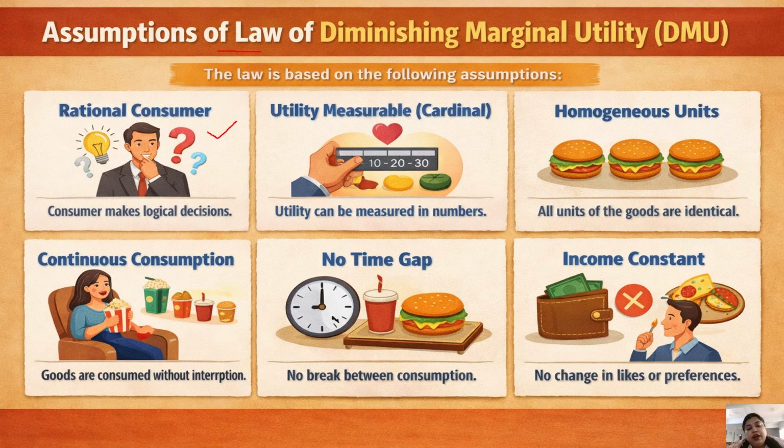The next assumption is that utility can be measured, according to Marshall. Utility can be measured in cardinal numbers. The third is homogeneous units. All units of goods are identical, meaning the same. The next is continuous consumption, so goods are consumed without interruption. Otherwise, the law will fail. There is no time gap or break between the consumption of goods. The next assumption is that income is constant, with no changes in income.